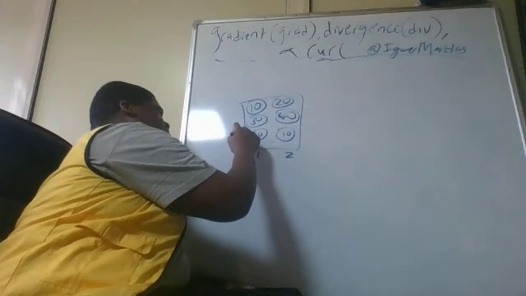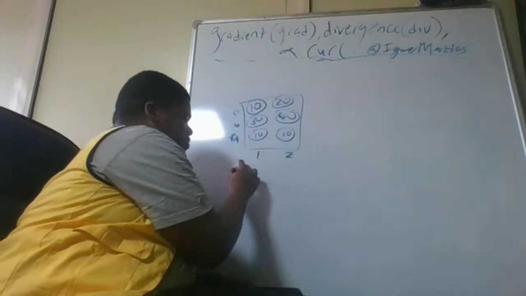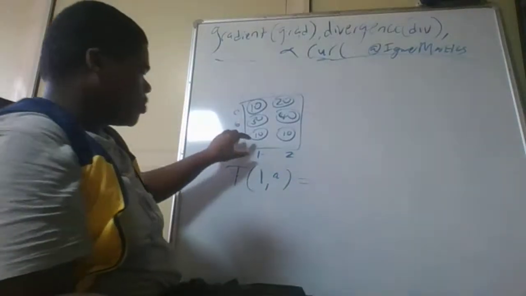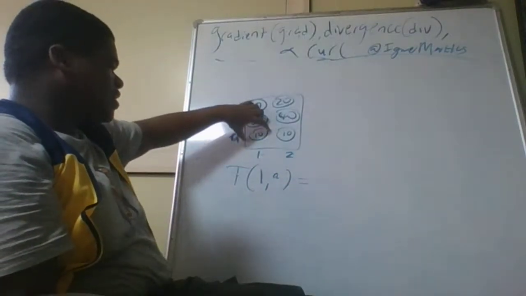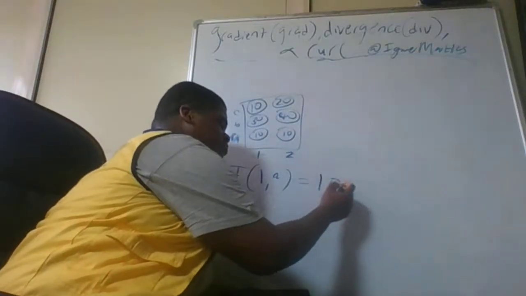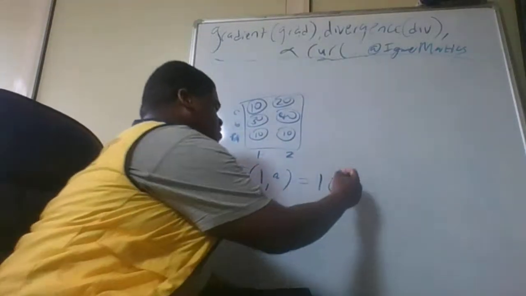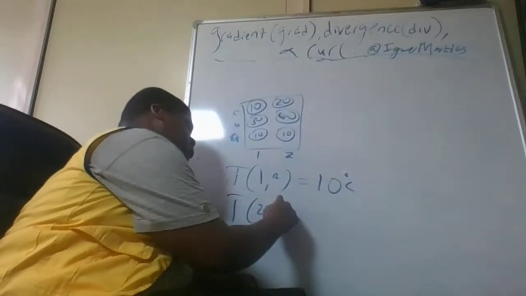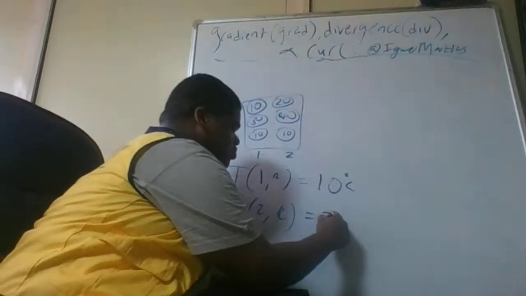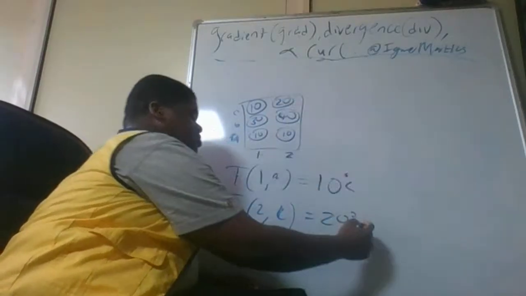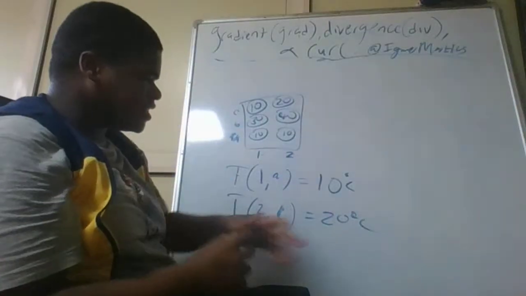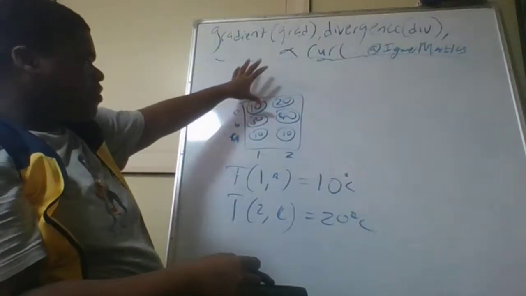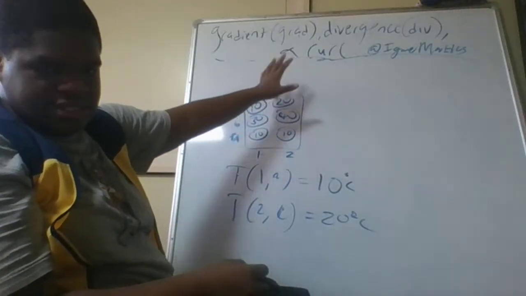1, 2, 3, 4. If I ask you the temperature at 1, E, then we go to point 1 horizontally and point E vertically, and the output that the function gives you is 10 degrees Celsius. If I ask you the temperature at 2, C, the output it gives you is 20 degrees Celsius. You can see its outputs are all scalars. So the output at each point in a scalar field is a scalar.